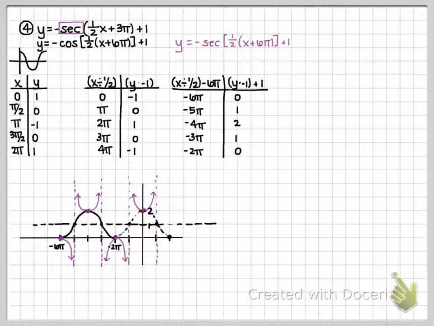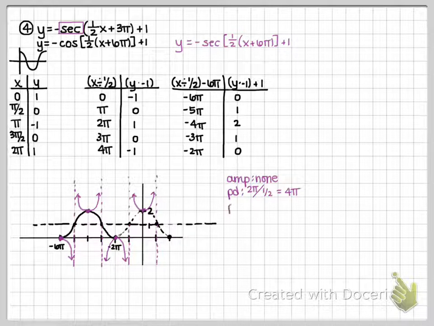All right, amplitude. Well, amplitude only exists for sine and cosine, so this is none, or D and E. Period. The period for secant is the same as the period for cosine, which looks like it's going to be 2 pi over b, which is 2 pi over 1/2, which gives me 4 pi.